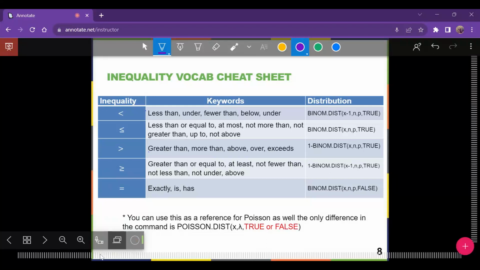You'll see here that I have a note that you do the same thing with the Poisson distribution, and it follows the same rule, except for the Poisson distribution you just use your x and your mean. So when you're doing these problems, like for this first one, it's Poisson.dist, x minus 1, then the mean, then true, and so on. I will allow you to refer back and forth to this as you are working.